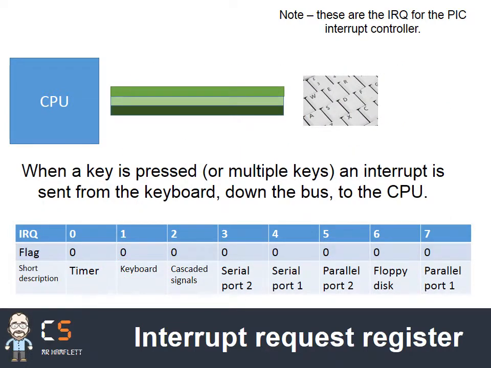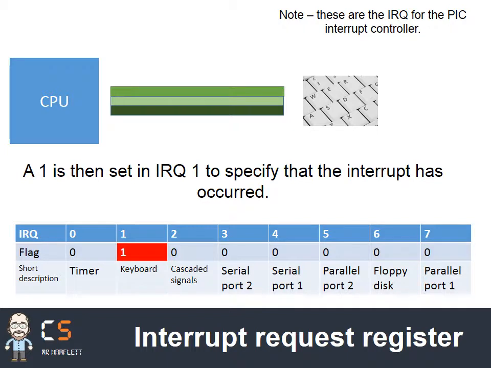So let's actually see an example. I press a key on the keyboard, and an interrupt passes from the keyboard to the CPU. When that happens, a bit within the interrupt register is set. So IRQ1 is linked with the keyboard, so I set the bit there to be 1 to say, okay, that's happened.